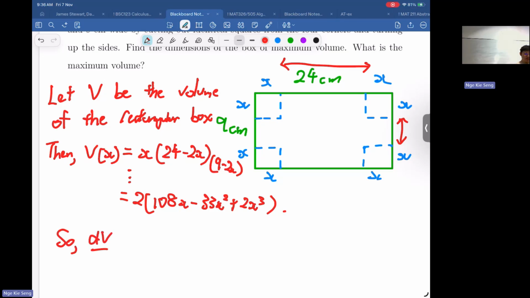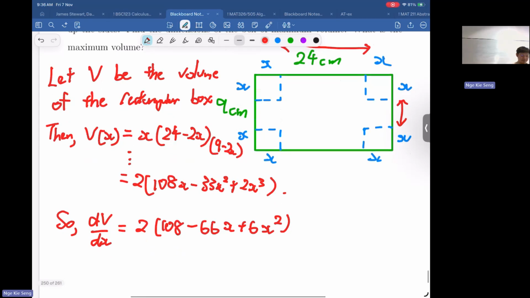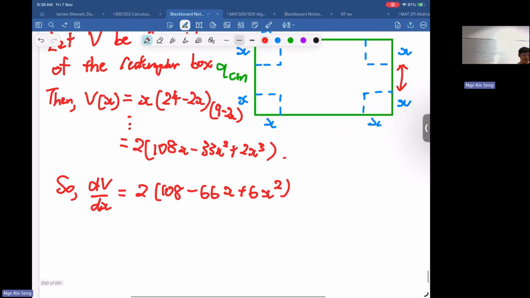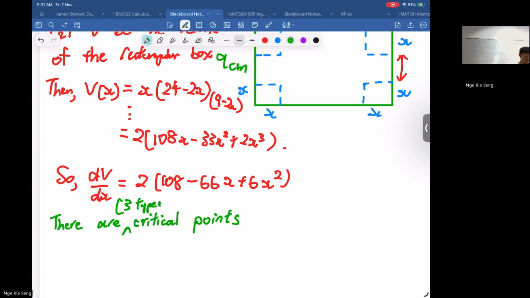Okay, so what is dV/dx here? So this is just a polynomial, right? Should be easy to differentiate. Please check my answer. Okay, so we want to find the maximum here. Well, there are critical points to check. Maybe 3 types actually. Okay, so what are the types?